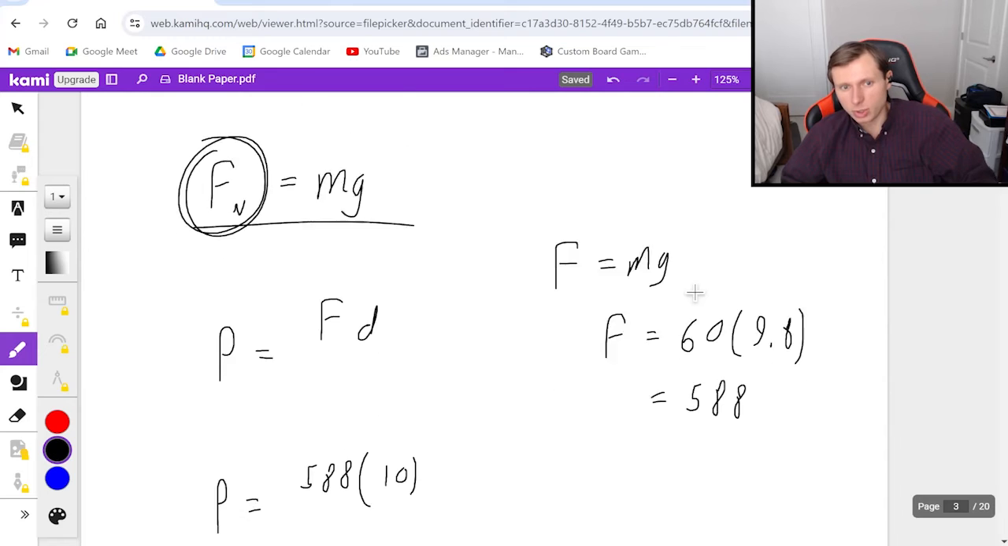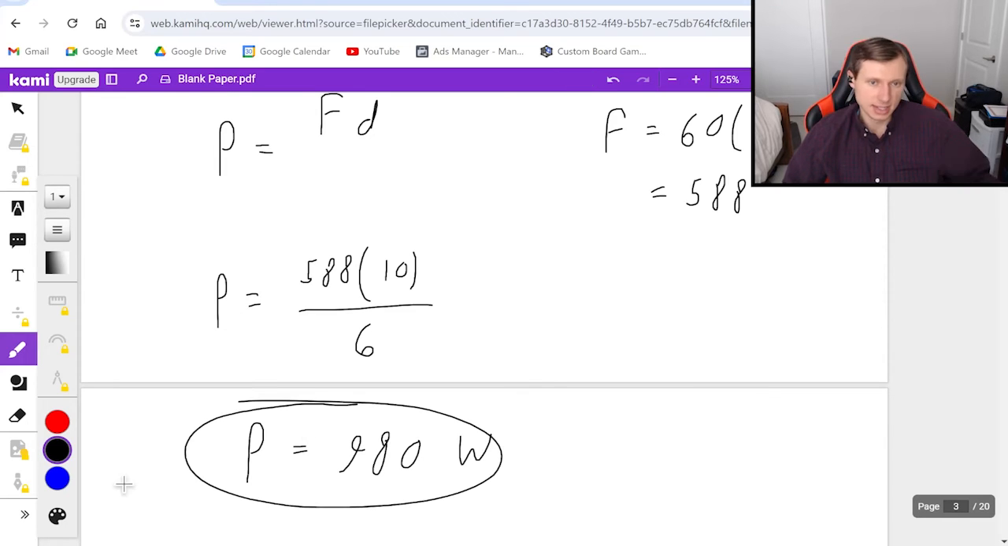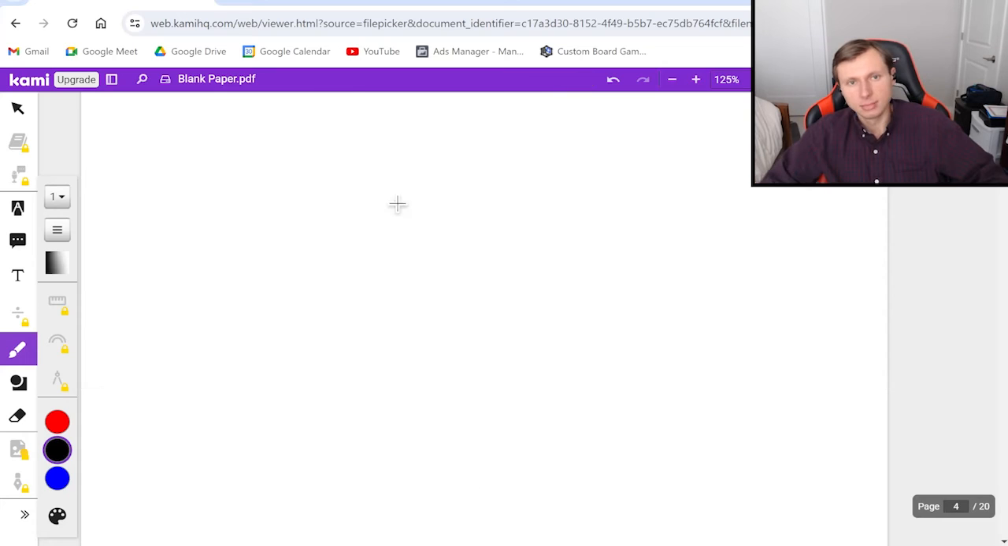So long story short, use 10 for the distance, use 588 for the force, and then the time was 6 seconds. So then we can find this power, just plugging this in a calculator, and I'll get a power of 980 watts. And that's it for that one. Not an easy question. We did make a couple of assumptions, but this is the secret to this problem. I'm just telling you. And now we got one more question we're going to be looking at today.